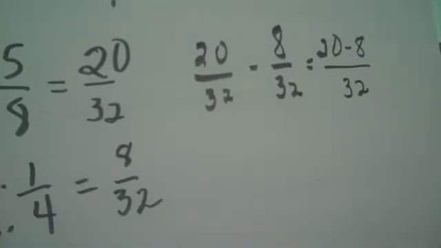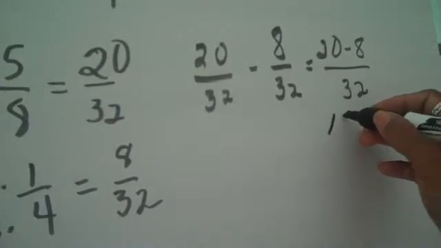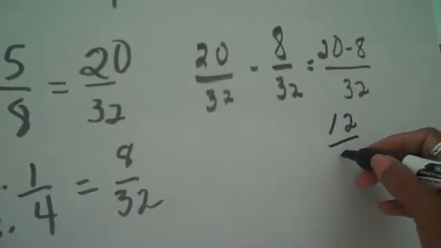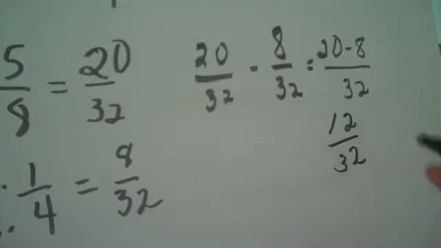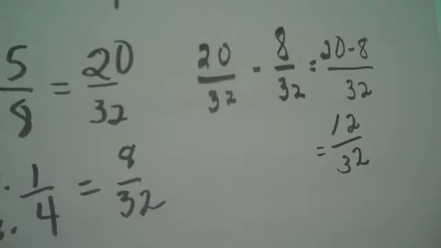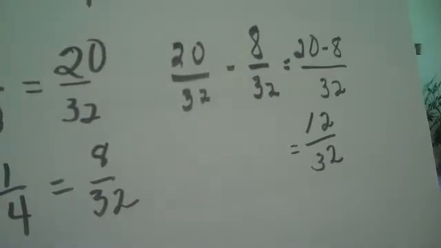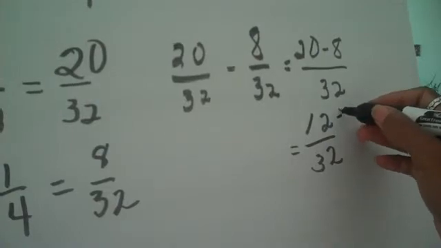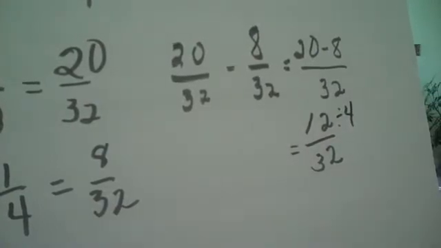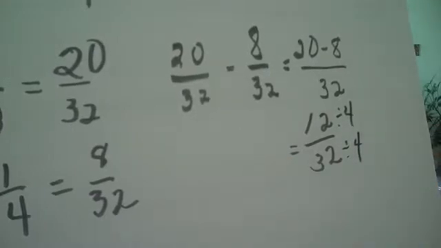20 minus 8 is 12. And we place that over 32. Now 12 32nds can be reduced. We can divide both of them by 4. So they have a common factor of 4. So we divide 12 by 4 and 32 by 4.